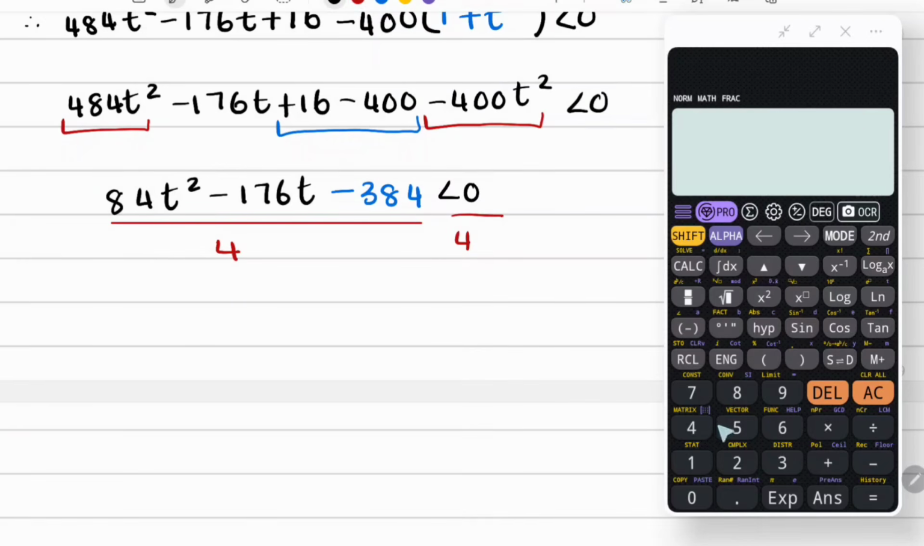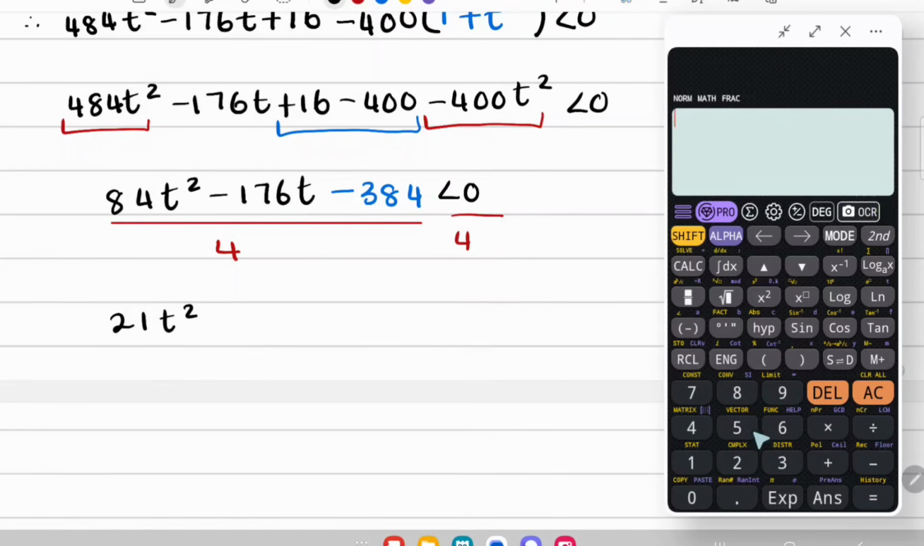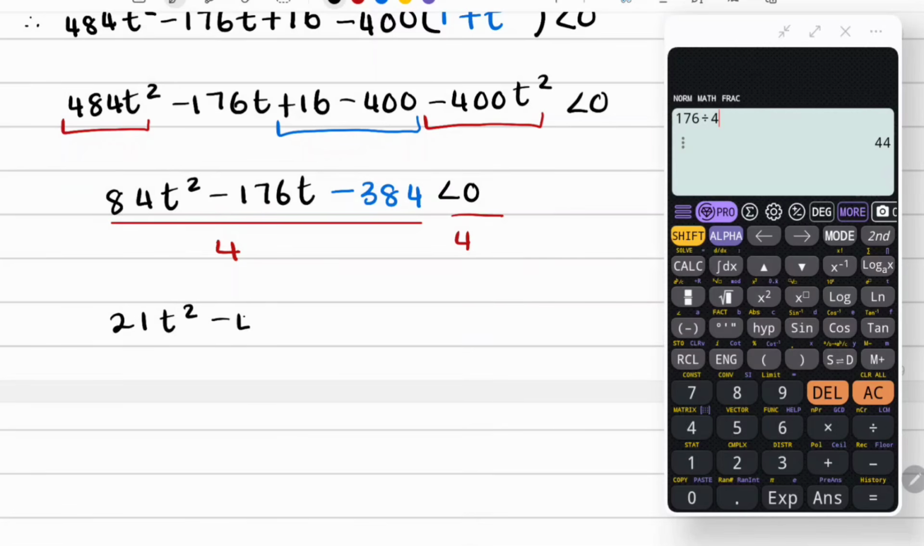And then let's see what we get. So 84 divided by 4 gives you 21. So 21t squared. Then 176 divided by 4 gives you negative 44t. And then the 384 divided by 4 gives us negative 96. Is less than 0, divided by 4 is still 0.